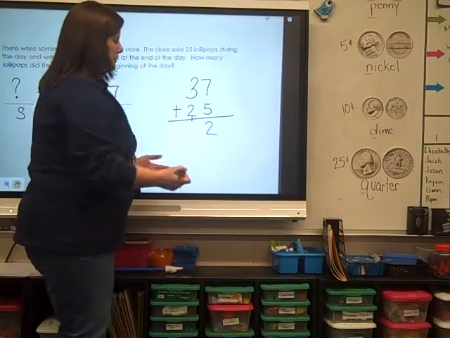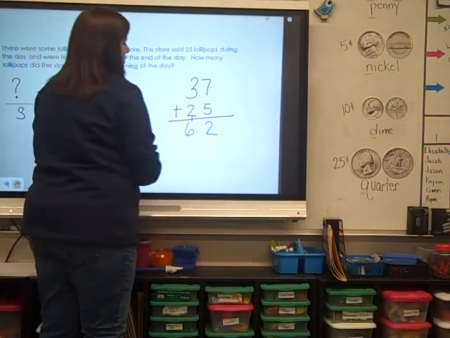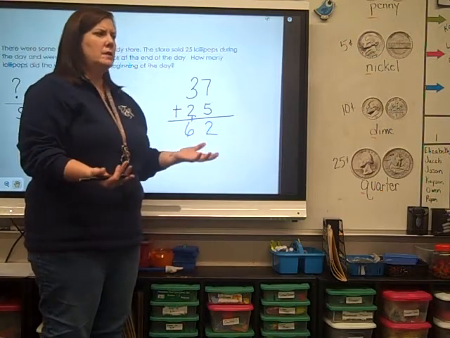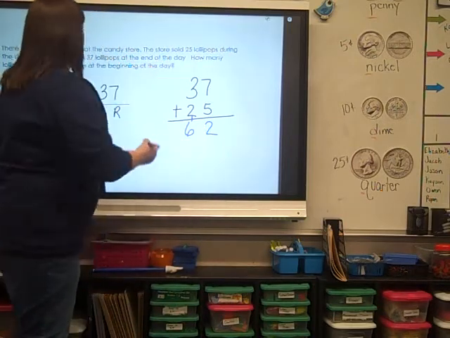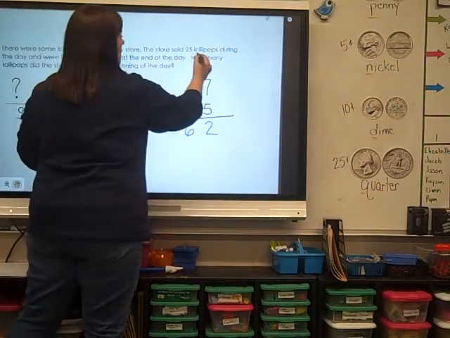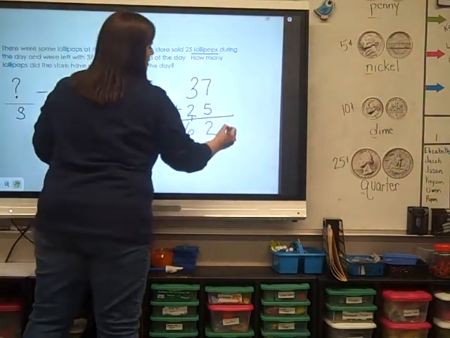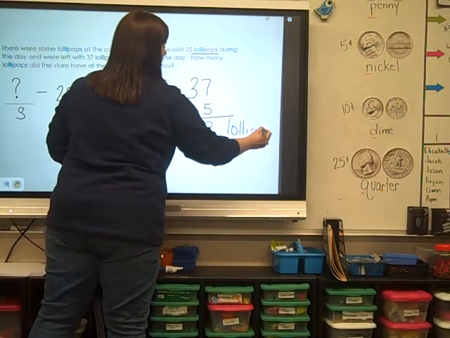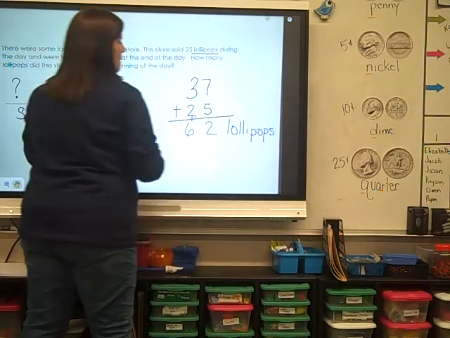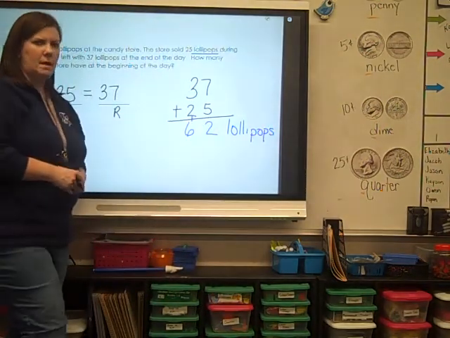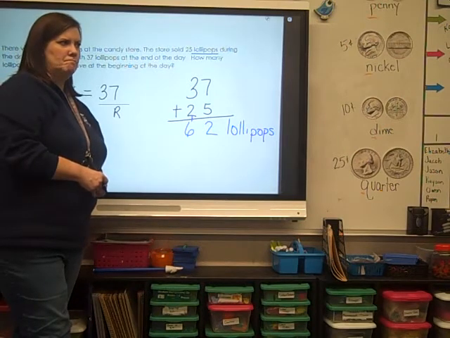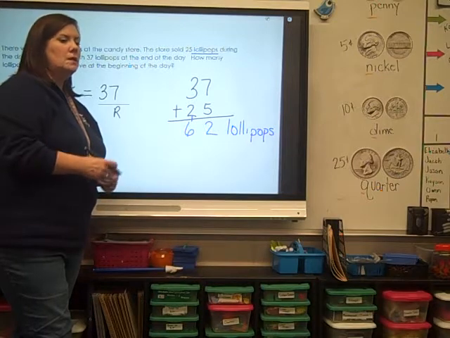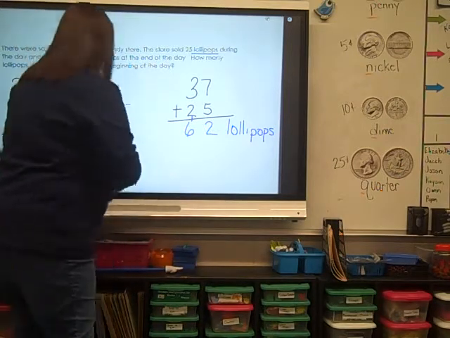Okay, what'd y'all get? Hope you got 62. There you go. 62 what? What did the store have? 62 lollipops. All right? So find that word lollipops and label your answer. Okay? Now, let's look at the bottom.